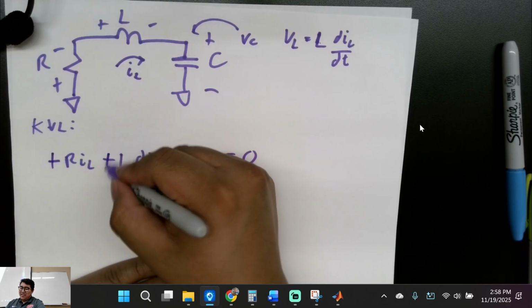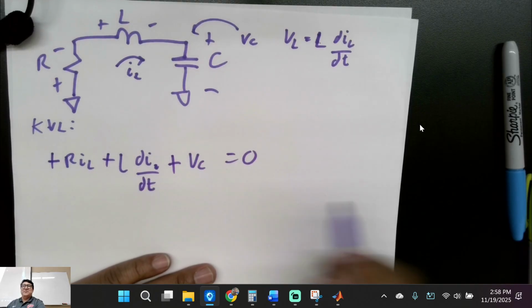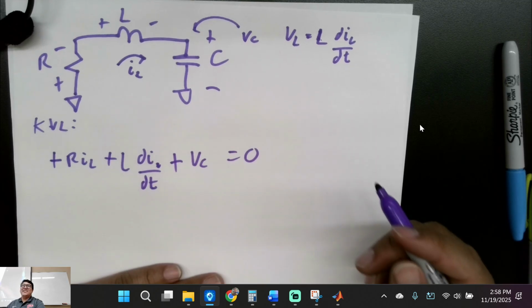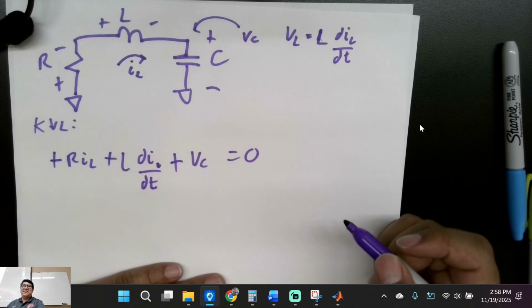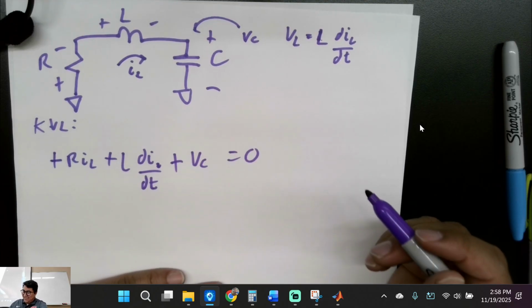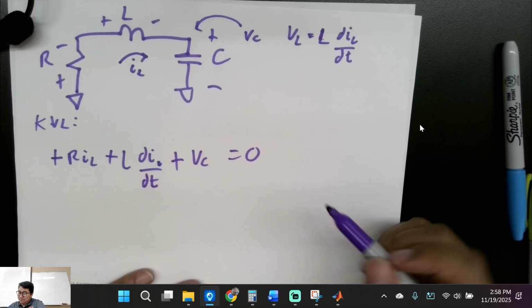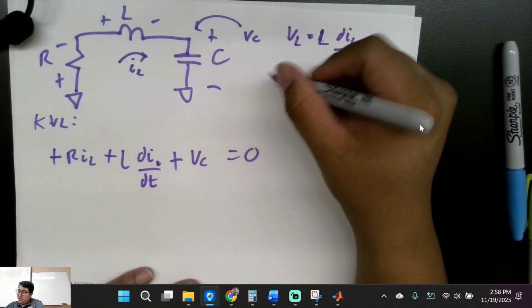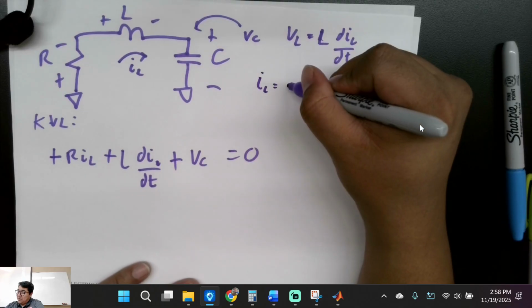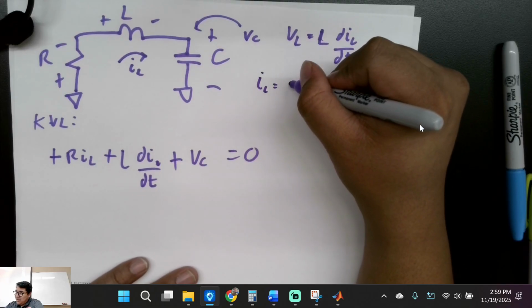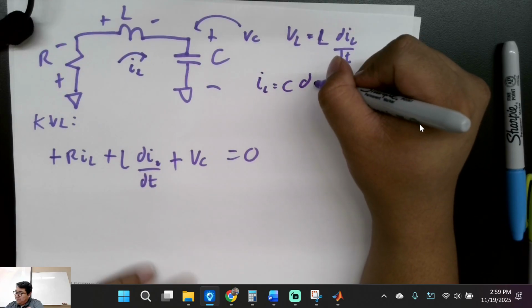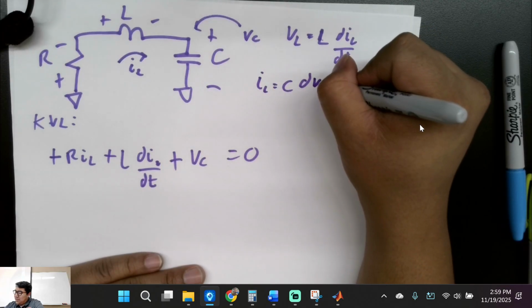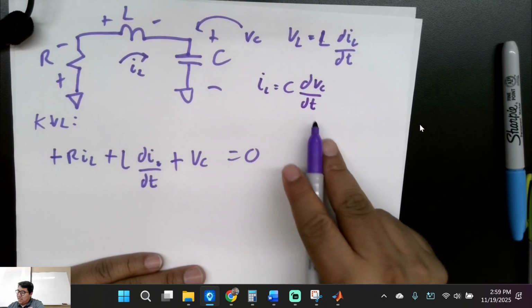And then, because I don't like negatives, we're just going to multiply the whole thing by minus 1. Because we have a 0 on the other side, we can do that. Everyone like this equation? No, I don't like it. It's painful. Anyways, let's see. We have a derivative here. Well, we know IL is equal to C dVC over dt. Okay, that's that.